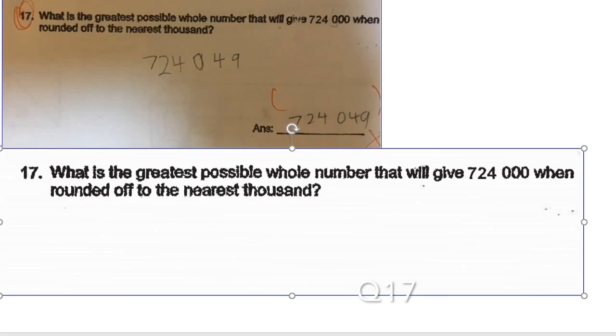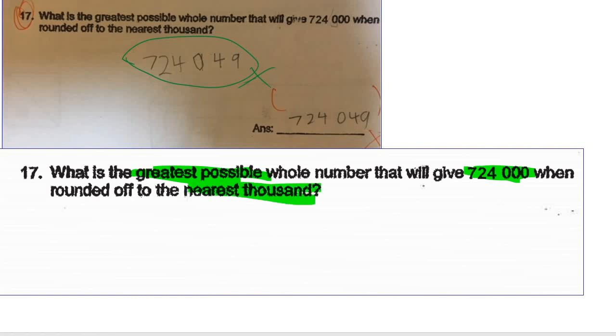For this kind of question, it's actually a given question. Given means they are trying to give you marks. Notice that whenever there's this round off to the nearest, you get very confused. What is the greatest possible? This is the answer that it gave me, it's wrong. What is the greatest possible? That means I need the greatest possible whole number that will give 724,000 when it's rounded off to the nearest thousands.